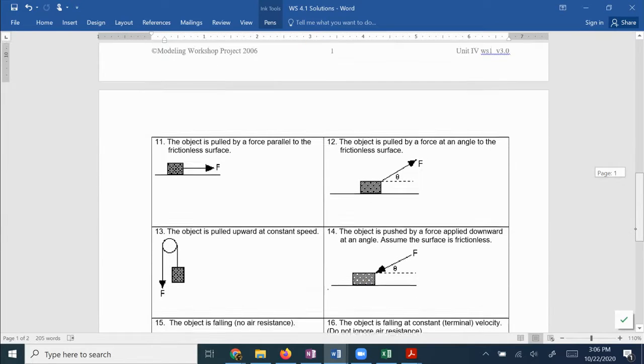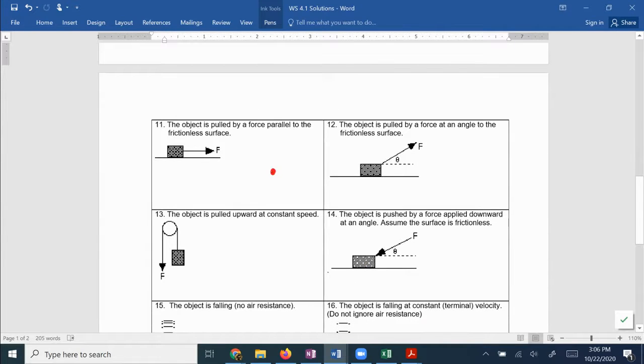The object is being pulled parallel to the frictionless surface, so that means we have force F in that direction. We would, of course, have the weight force still and normal force. And then that's it, right? It says frictionless surface, so that's all that we would put. Because there is a force to the right and no force to the left, this object would accelerate.